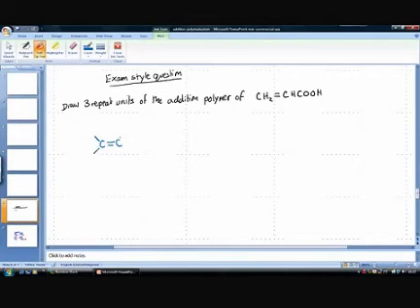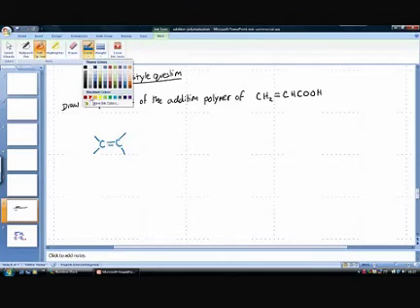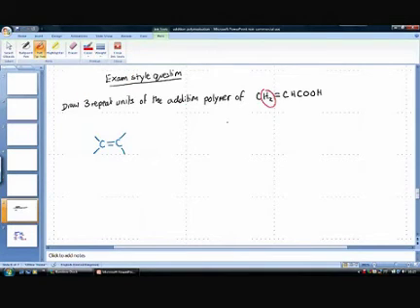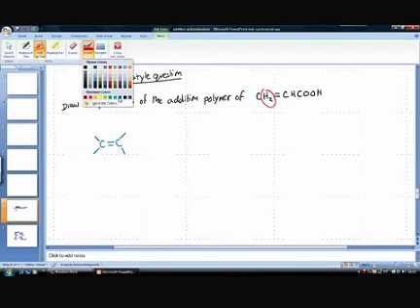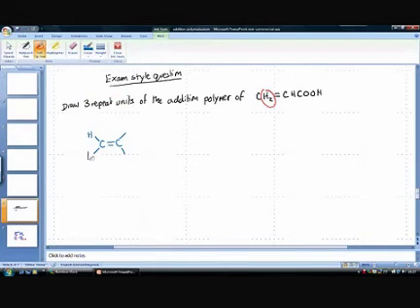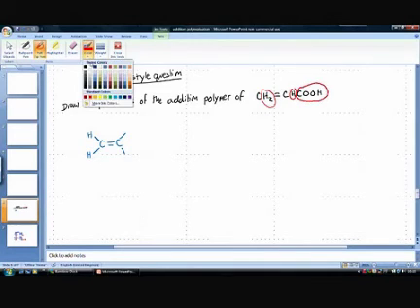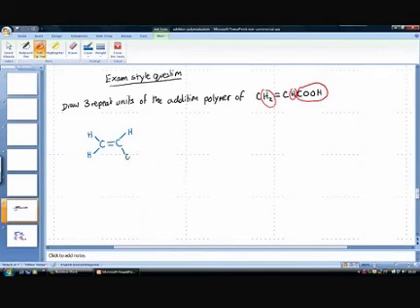You start off with the carbon-carbon double bond and the 4 groups. Now you've got to think what groups are on each carbon. On the left-hand carbon, you can see it's got 2 hydrogens, so that's easy. We can just put 2 hydrogens there. Now on the right side of the double bond, there's a hydrogen, and then there's this carboxylic acid group. So we'll put a hydrogen on one, and the COOH, carboxylic acid group, on the other.